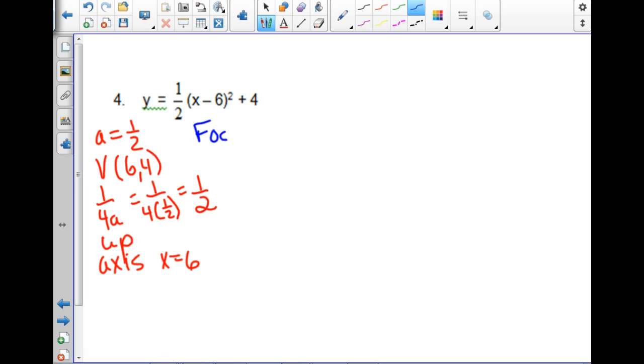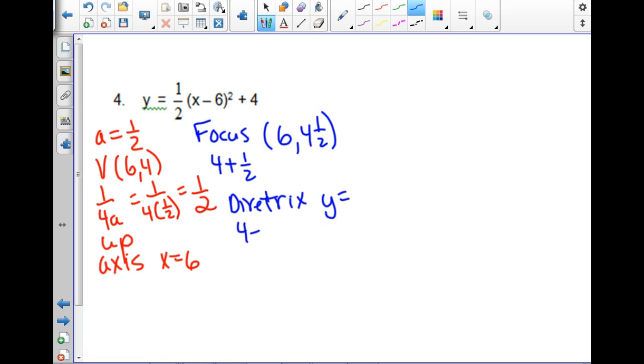All right, focus will be 6, and then we need to do 4 plus 1 over 4a, which is a half, so it'd be 4.5. The directrix, y equals, take 4 minus a half, 3.5. And if you wrote it, it could be 9/2, or if you wrote it in fraction form, 7/2. I don't care which one.